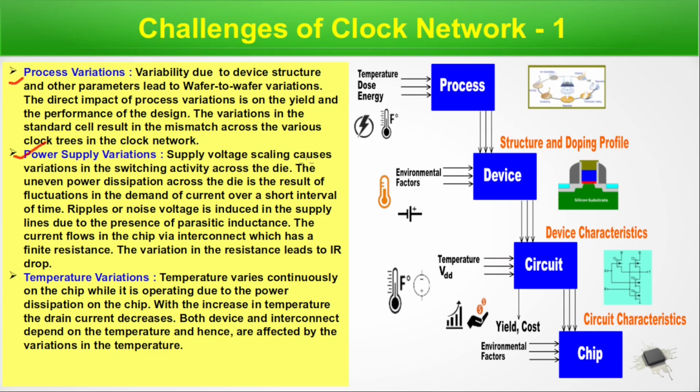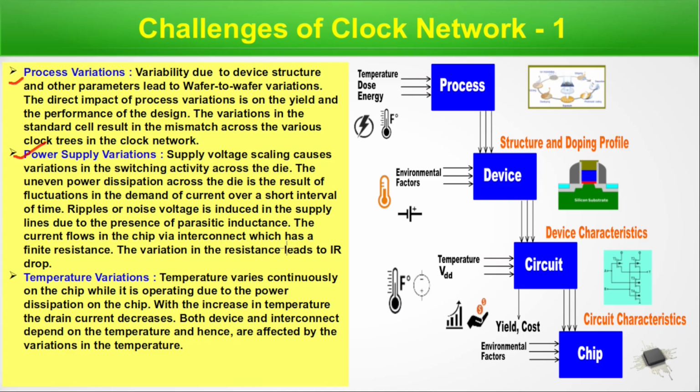Now, power supply variation. Supply voltage scaling causes variation in switching activity across the die. The uneven power dissipation across the die is the result of fluctuation in demand of current over a short interval of time. Ripples or noise voltage is induced in the supply lines due to presence of parasitic inductance. Parasitic inductance is there. For state-of-the-art chips, obviously that's there. We have already discussed on-chip inductance in the interconnect series.